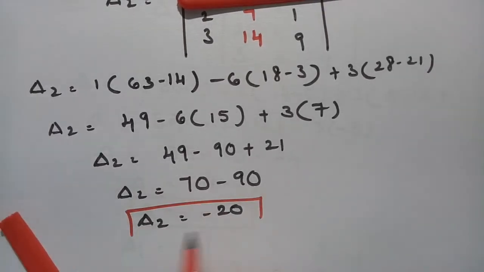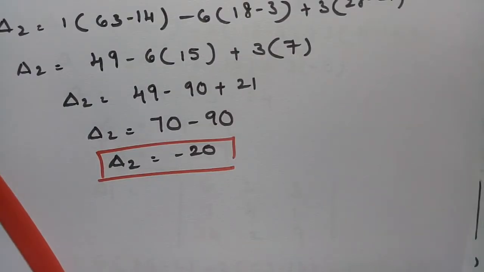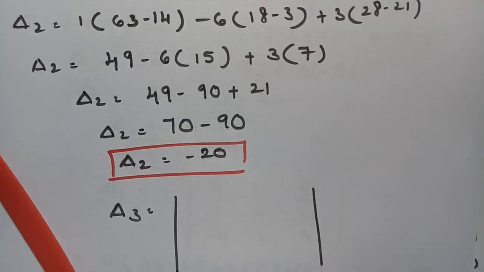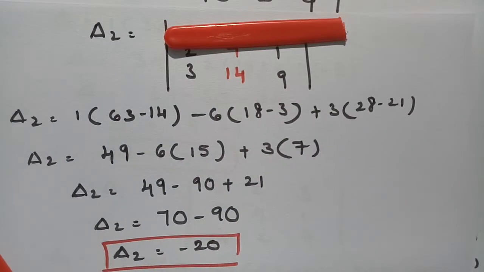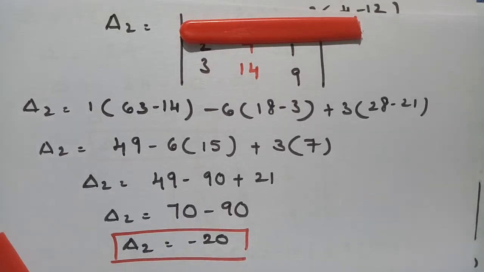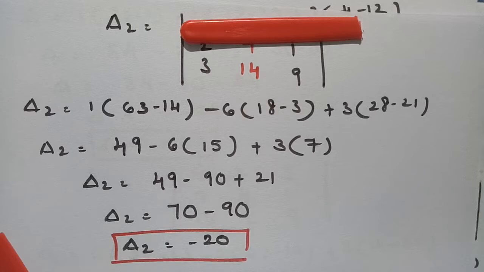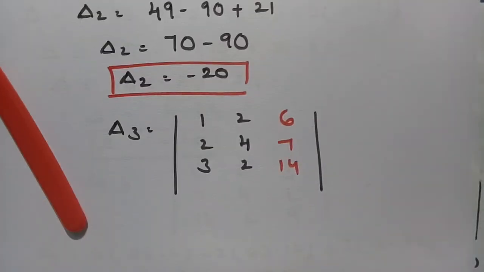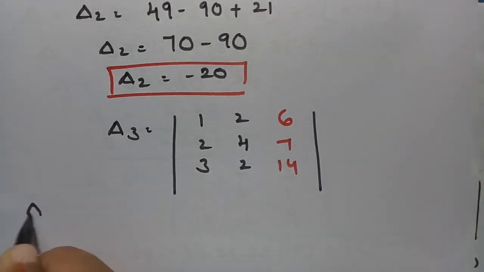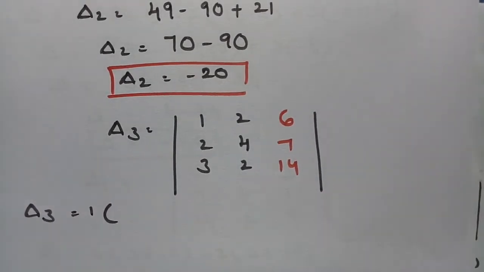After getting the delta 2 value, now I have to frame delta 3. So our delta 3 value is equal to, column 1 will be as it is, 1 2 3, column 2 is 2 4 2, and column 3 is 6 7 14. So after replacing column 3, now I have to find the determinant. So the delta 3 value is 1 times.